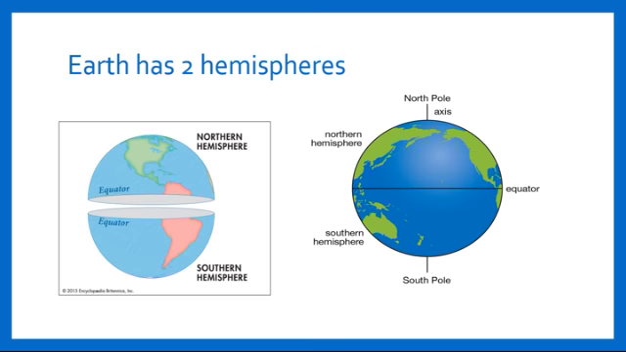Then we know that the earth has two hemispheres. What are they? Northern hemisphere and southern hemisphere. Look at the pictures. First picture, northern hemisphere in the north pole and southern hemisphere in the south pole. And in the center, you can see the equal part. You can see a line in the center.